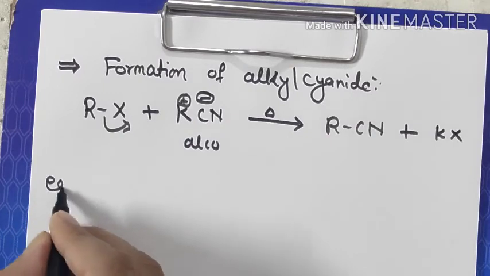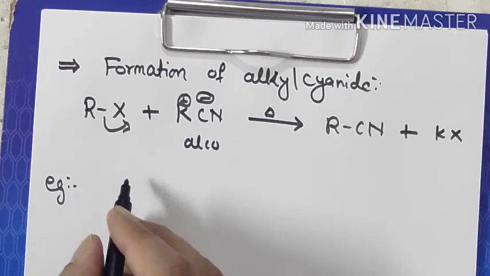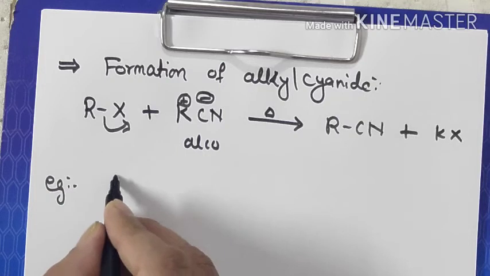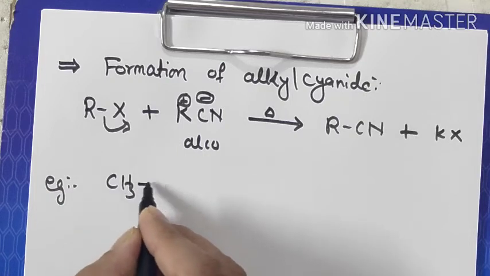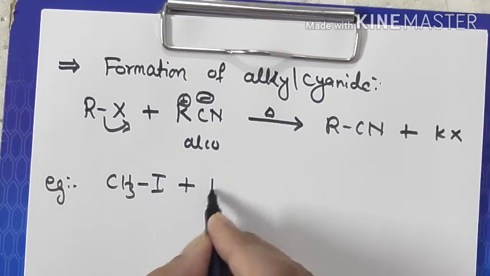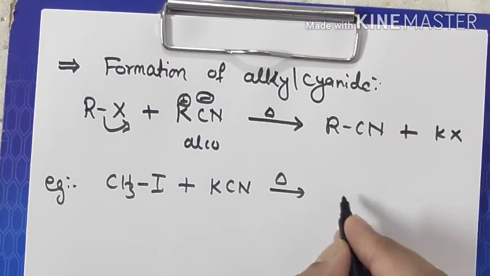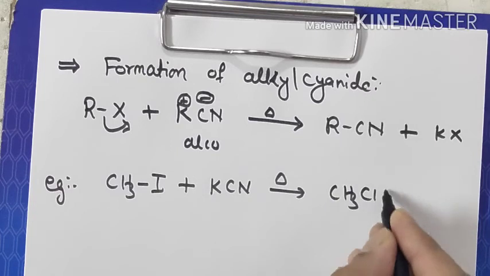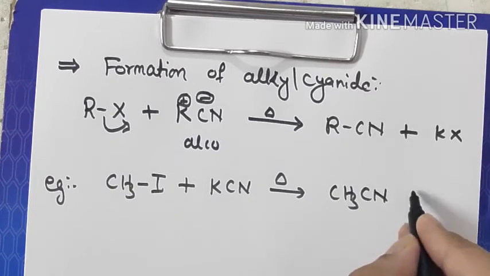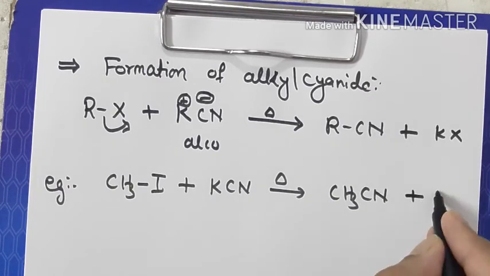Take one example. Suppose I take CH3I, methyl iodide. I treat this with alcoholic KCN, boil this, and we get CH3CN, methyl cyanide, and KI.